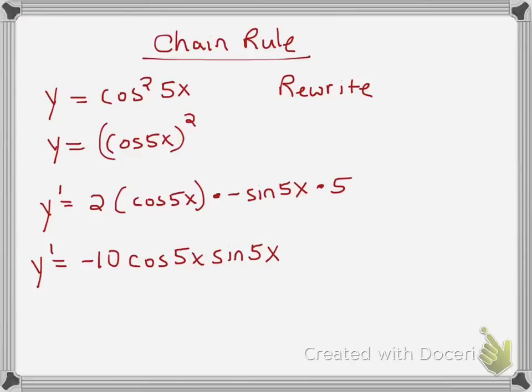I don't need the parentheses anymore because cosine is not being raised to any other power other than 1. So I can leave it as that. And that is chain rule.